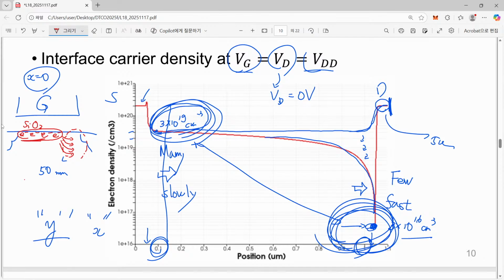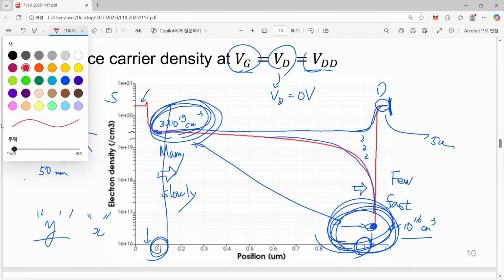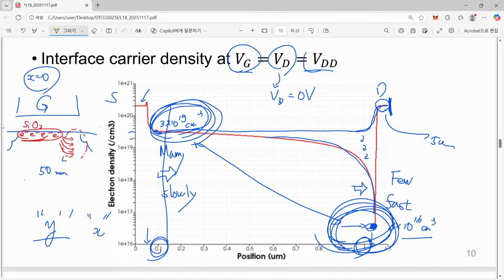So if we measure the electron density simply at the interface as we do right now, then we will see that, oh, there is almost no electron. Yes, there are not many electrons, but where can you find electrons? If we go deeper into the device, not very deep, but not exactly at the interface, then you will find a meaningful number of electrons.